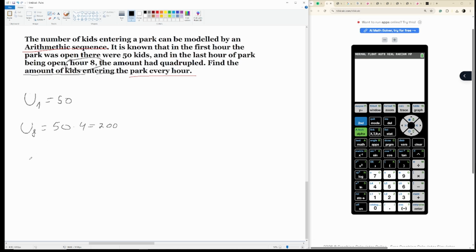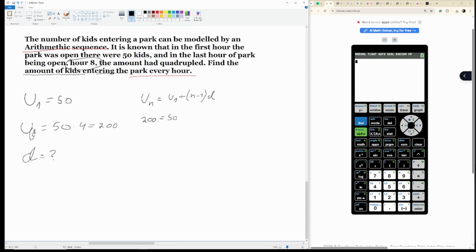And then it said that you have to find the amount of kids entering the park. And it's very simple, we're searching for the common difference. So we can put this as a question mark. And then we can use the same formula again, that Un equals U1 plus n minus 1 times d. And then you can find from here that 200, which is our U8, equals 50.